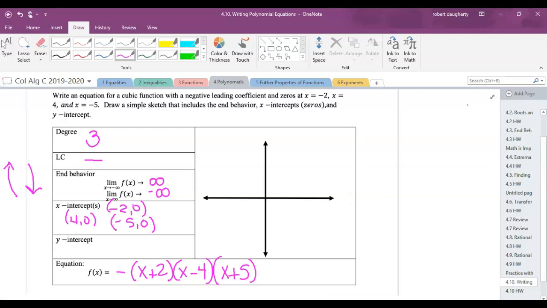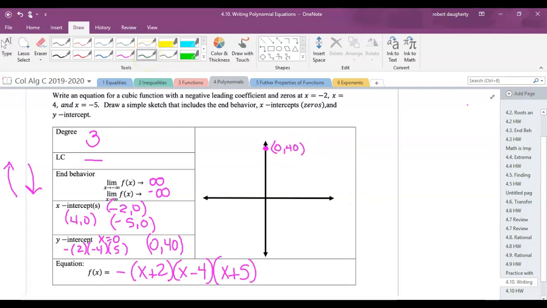Okay. How do I find the y-intercept? Yeah, if I plugged in x equals 0, this becomes -2 times -4 times 5. So that becomes what, 40? So the y-intercept is (0, 40). So I should be able to graph this guy now. So somewhere up here, that is (0, 40).